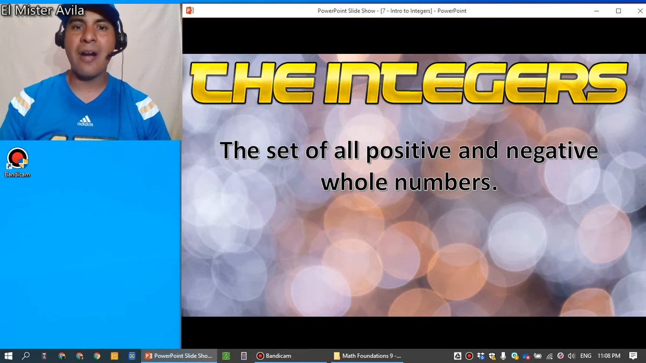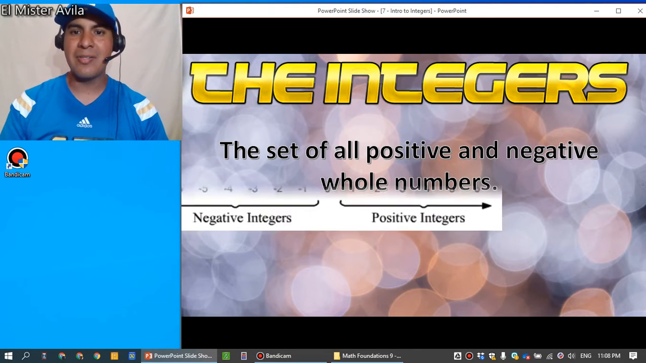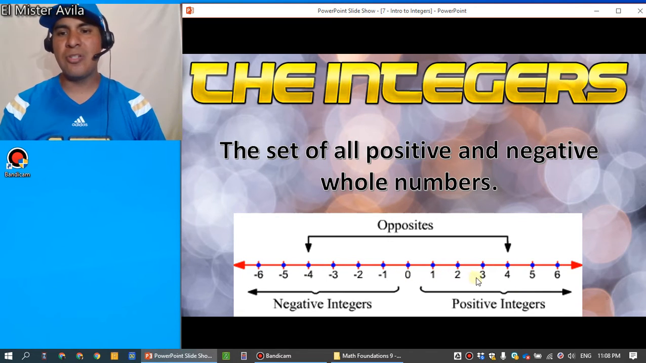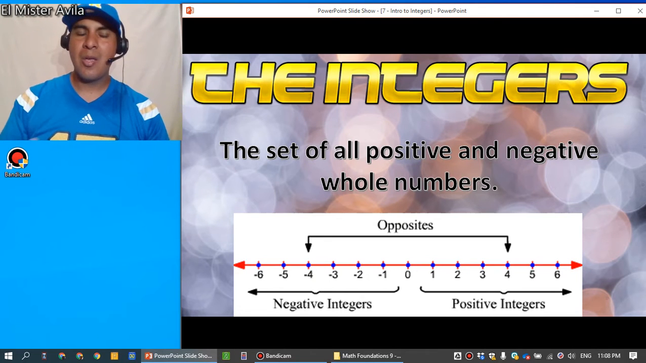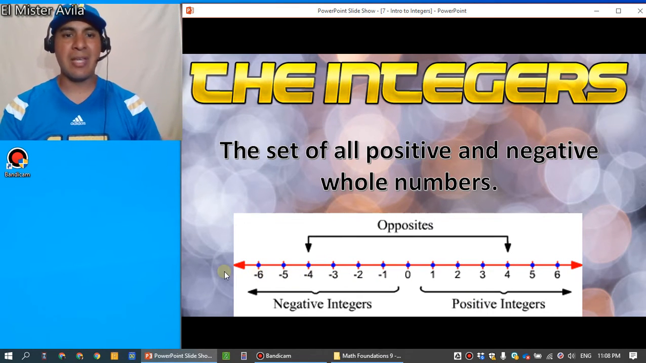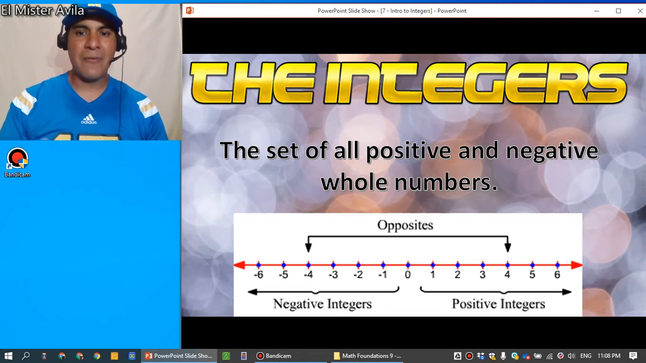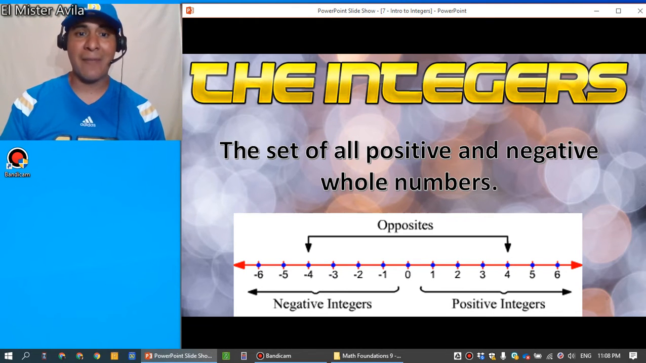The integers are the set of positive and negative whole numbers, and here they are. We're all very comfortable with the numbers 0, 1, 2, 3, 4, 5, 6, 7, 8, 9, 10, 11, 12, etc. The integers also include numbers that are below 0: -1, -2, -3, -4, -5, -6, -7, etc. Negative numbers are like if you have $5, the opposite of having $5 would be owing $5. So that would be -5.